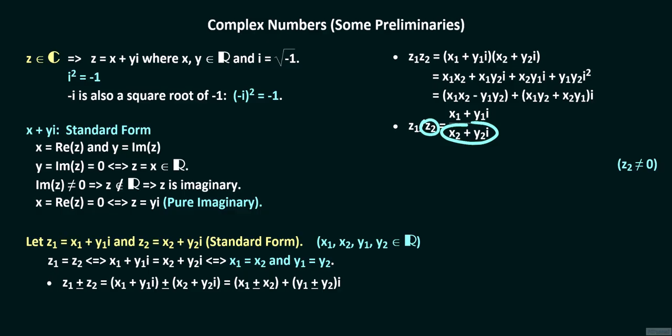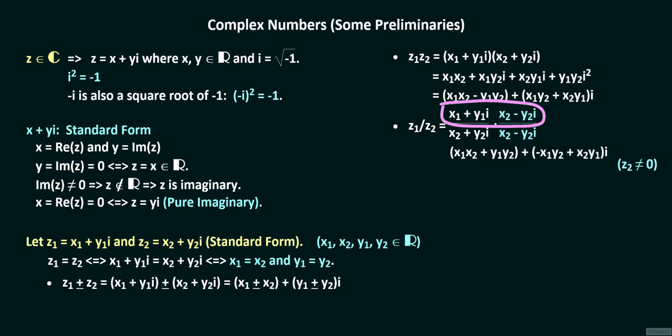So we multiply z sub 1 over z sub 2 by the fraction x sub 2 minus y sub 2 times i over x sub 2 minus y sub 2 times i. We FOIL the product of the numerators to get the quantity x sub 1 times x sub 2 plus y sub 1 times y sub 2 plus the quantity minus x sub 1 times y sub 2 plus x sub 2 times y sub 1 times i. We leave it as an exercise for the viewer to verify this result.